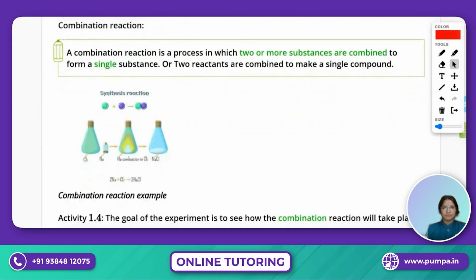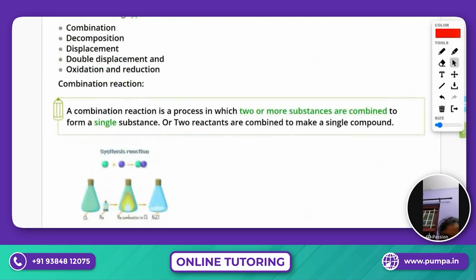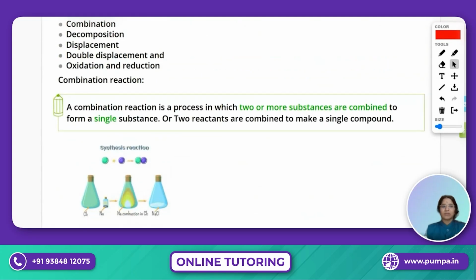Now, Maria, Just a minute, ma'am. I'll copy it. Yeah, sure. Okay, so I'm just going to explain on about combination reaction. Meanwhile, you copy that and also listen to me keenly.